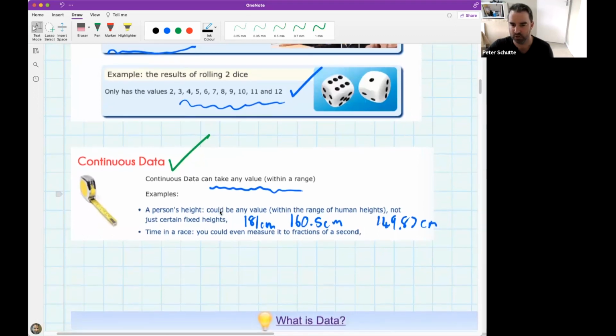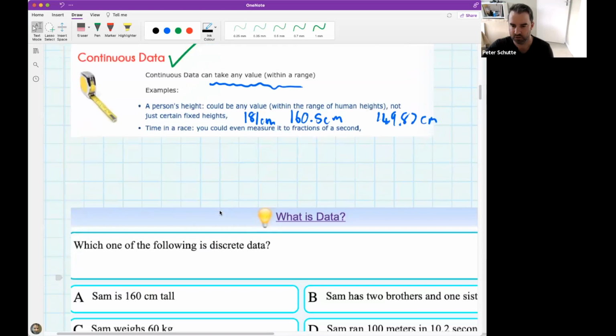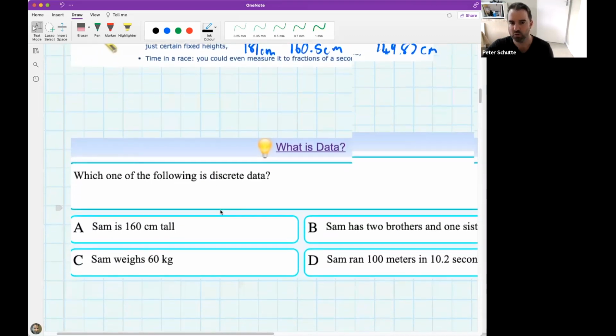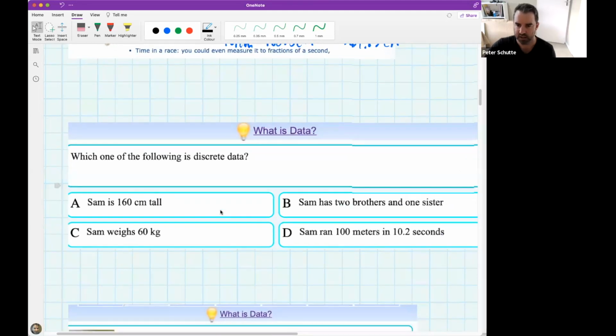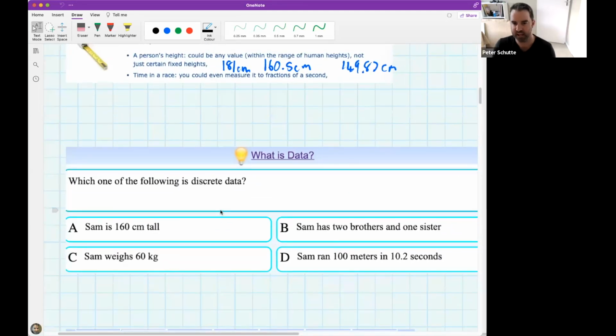Let's have a look at the first question. Here are your options. Which one of the following is discrete data? Have a look at A, B, C, or D. Which of the following do you think is discrete data?